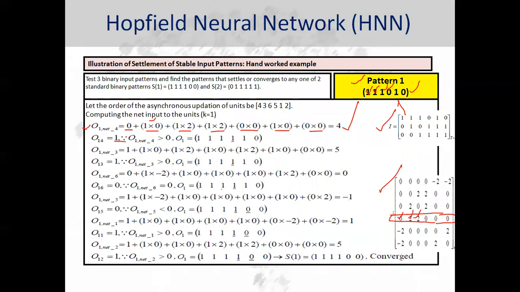So the new pattern after activation of the fourth neuron will look like this. The input was this initially. After the fourth neuron was activated according to this asynchronous order, the activation of this fourth neuron has changed the fourth input to 1 from 0. So now this is going to become our input for the next neuron, the next phase, you may see.